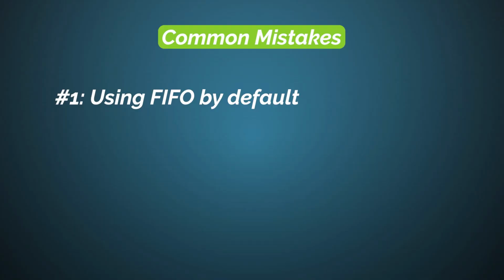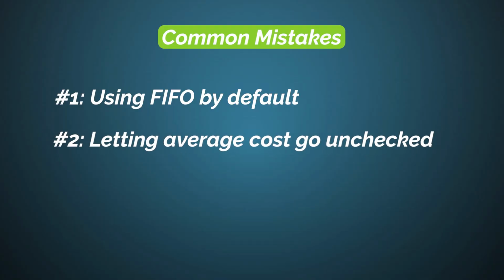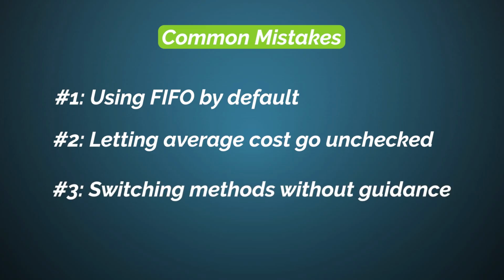Now, let's wrap up with 3 big mistakes that e-commerce sellers tend to make with inventory costing. Using FIFO by default, even when it doesn't match their business model, letting average cost run for years without adjusting for price changes, and switching methods without understanding the financial or compliance impact. Are you still not sure which method fits your business?